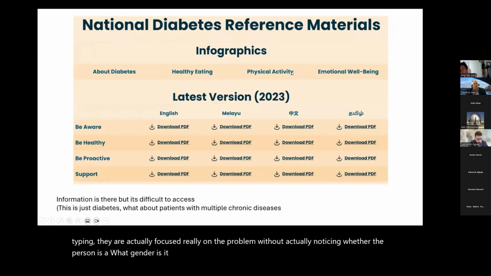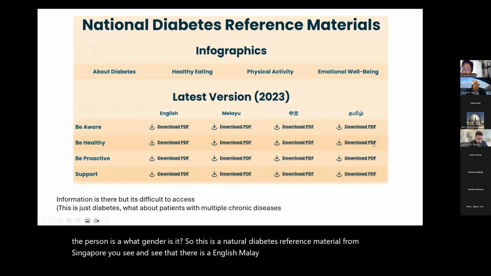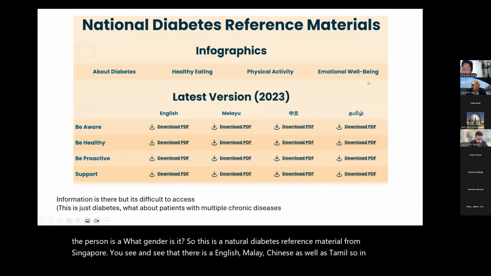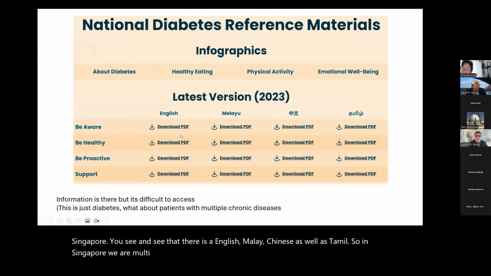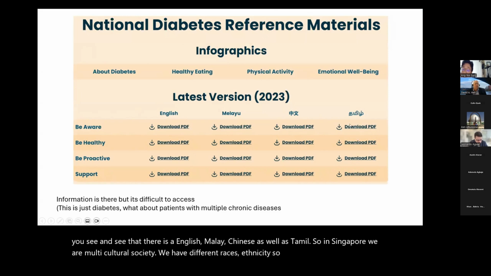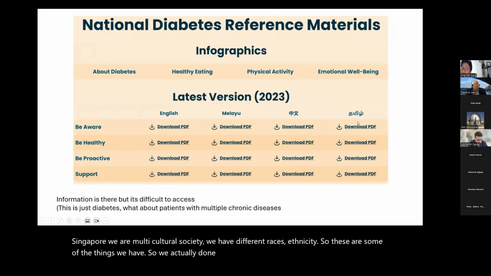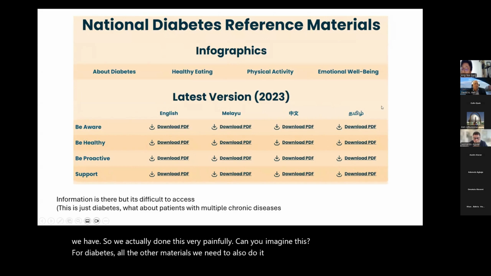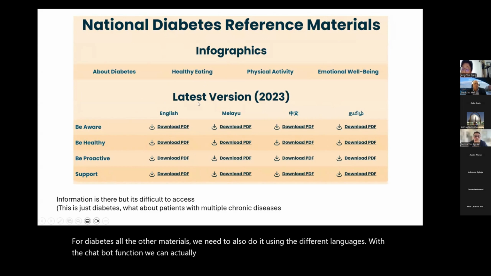This is the National Diabetes Reference Material from Singapore. You can see that there's English, Malay, Chinese, as well as Tamil. In Singapore, we are a multicultural society. We have different races and ethnicities. We actually did this very painfully. Can you imagine, this is just for diabetes? All the other materials, we also need to do in the different languages. With the chatbot function, we can create a chatbot that can explain in the different languages. This is something that we've done.